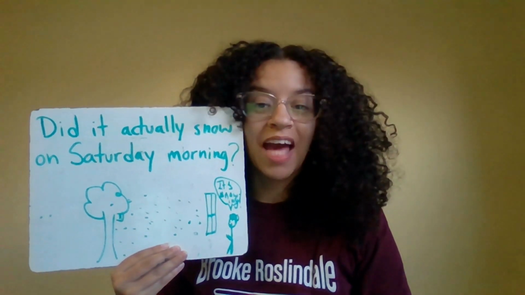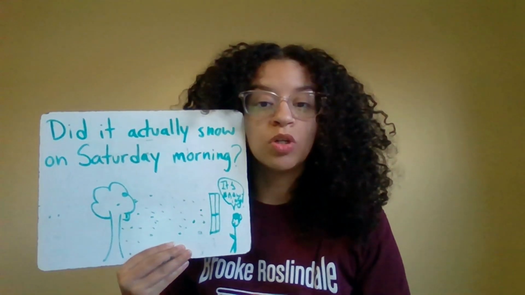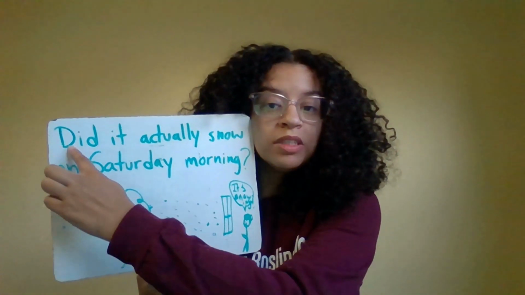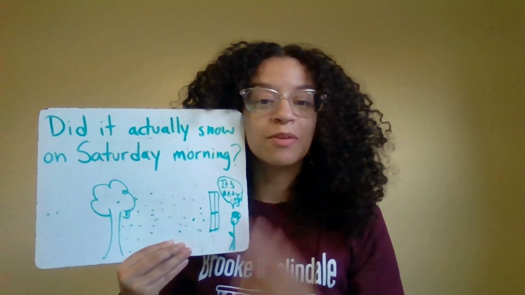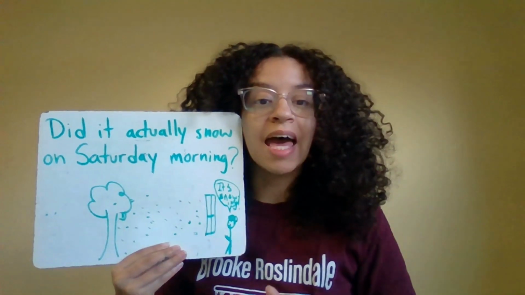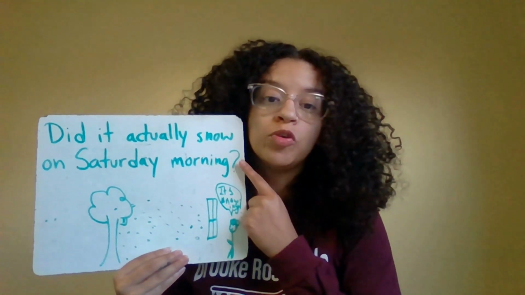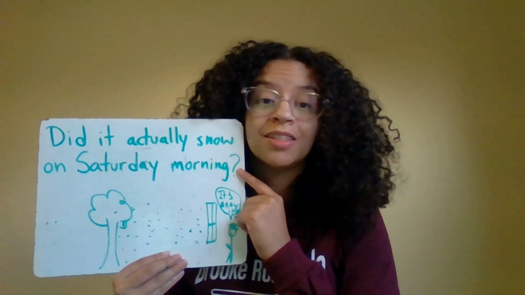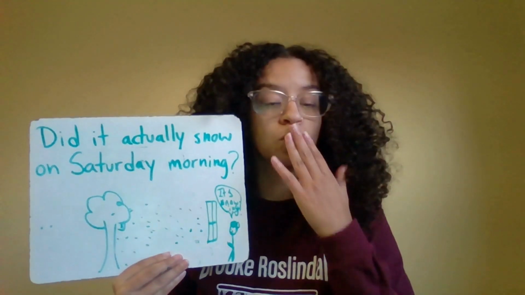Now let's go over our writing habits. Every sentence should start with a capital letter. Did you start with a capital D? If you did, I said, give your brain a kiss. Mwah. Every sentence ends with a punctuation mark. Now, if you put a question mark, because this is a question sentence, I'm literally asking, did it actually snow on Saturday? I said, give your brain a kiss. Mwah. Awesome job, friends. Now let's go word by word.